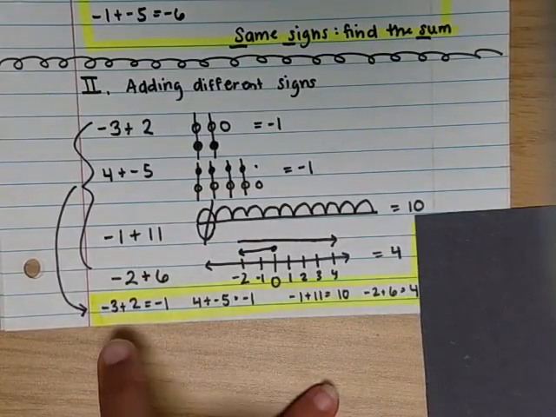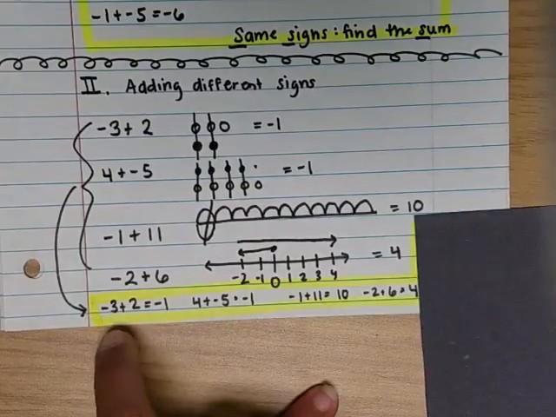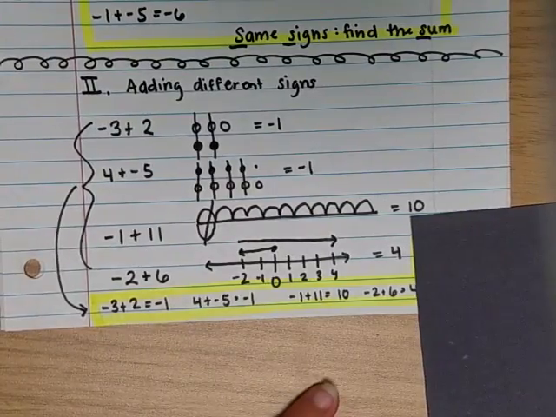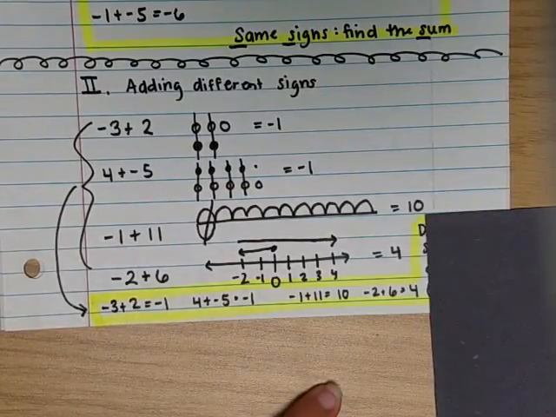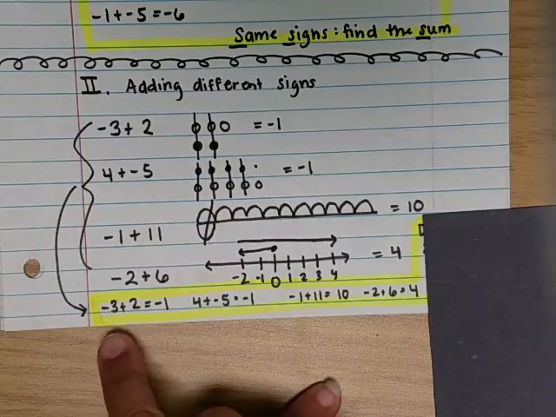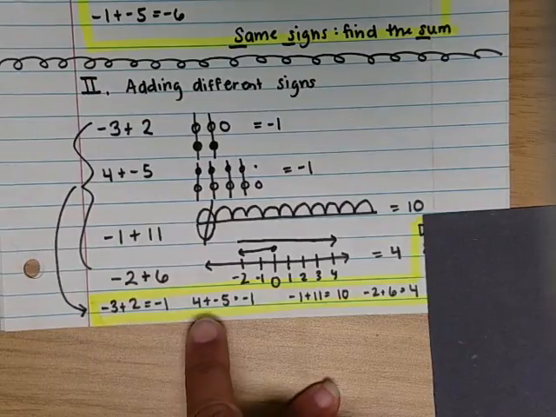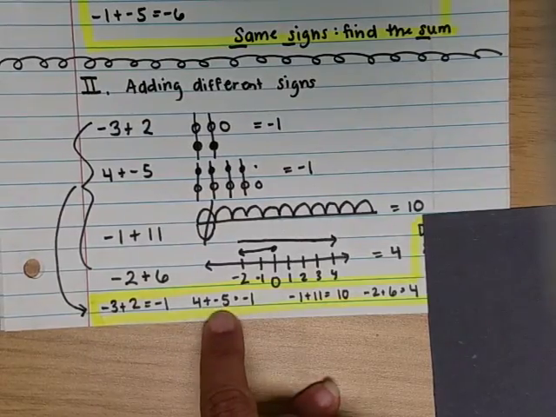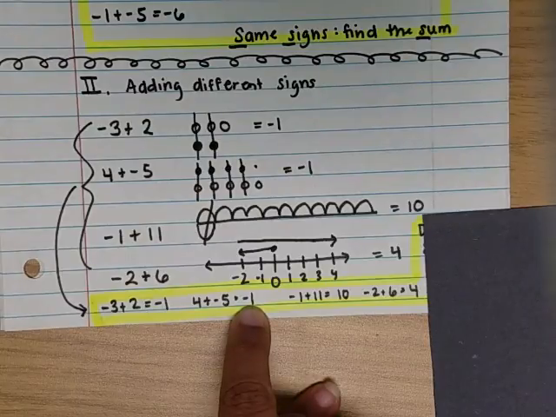So it looks like instead of adding the numbers, we're finding the difference between the two numbers. And then how do we know what sign to keep? It's whoever you have more of. So here we have more negatives. The difference between 3 and 2 is 1. So I'm going to have negative 1. The difference between 4 and 5 is 1. I have more negatives, so therefore it's going to be negative 1.